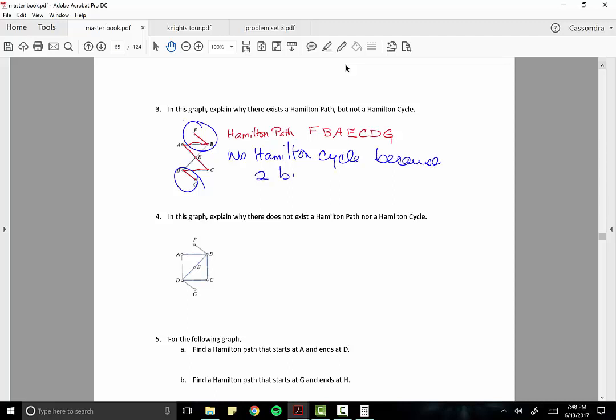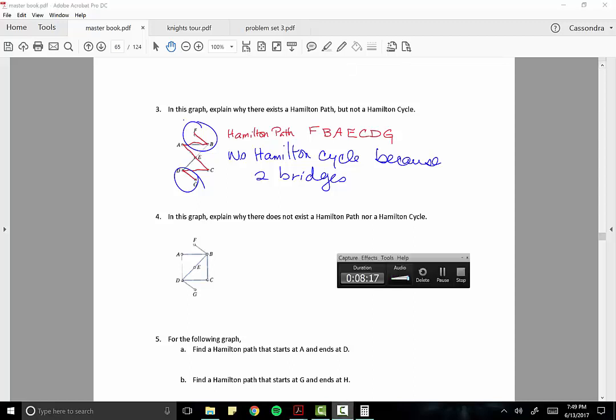Two bridges. Now remember, Hamilton cycles are every vertex. Every vertex. So if I have a vertex of degree 1, it can't be a cycle because I'm only going into that vertex and I can't go out of that vertex, so it kills the cycle.